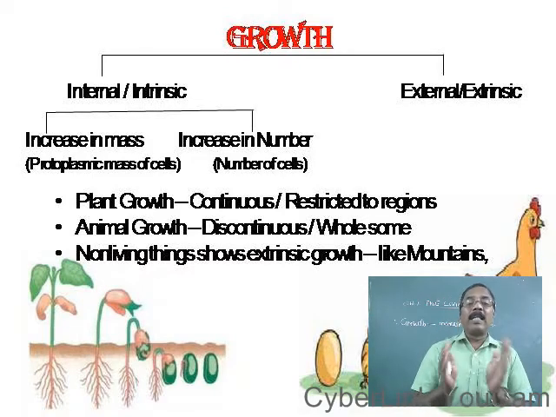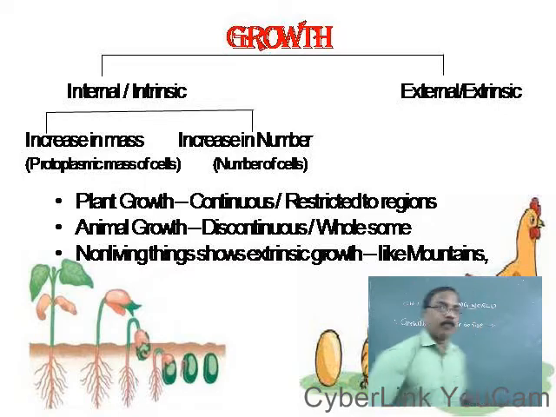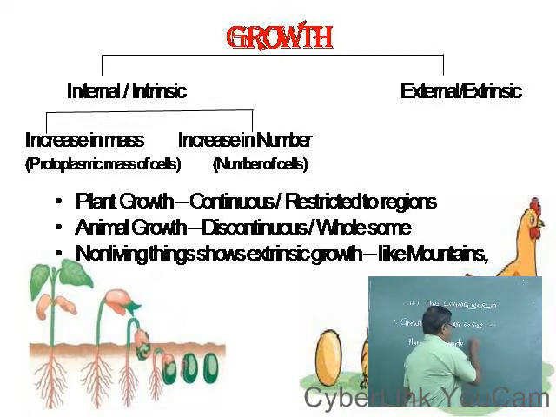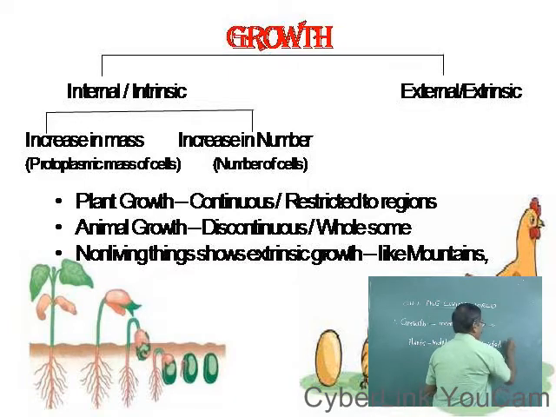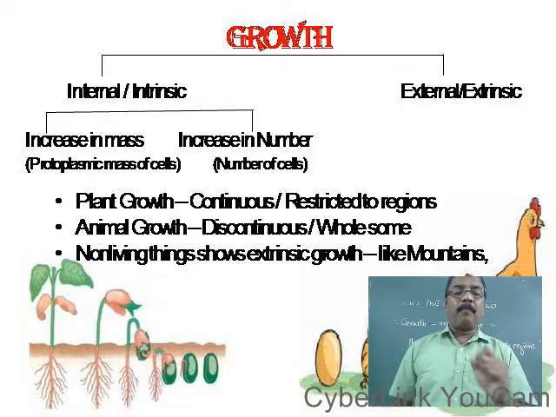They show growth in different manners. Though both of them show internal type of growth, there are some characteristic features for plant growth as well as animal growth. If you say plants, in plants, the growth is said to be indefinite. And the plants have some regions for their growth, restricted to certain regions. So this is the nature of growth found in plants.